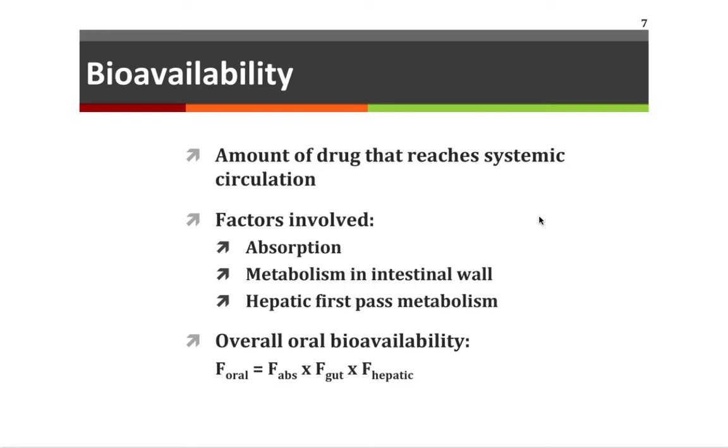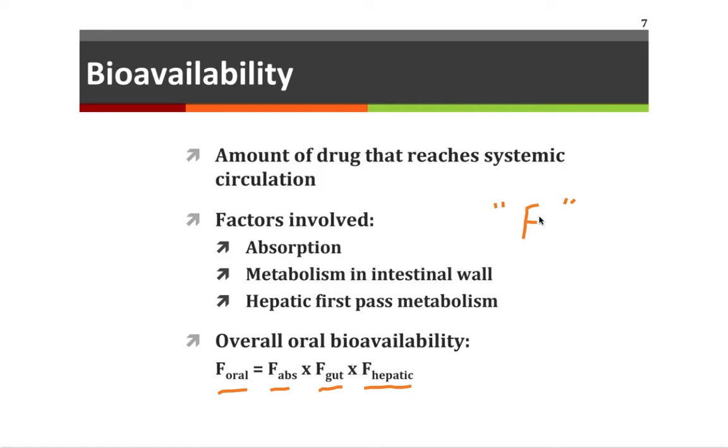The factors involved as far as bioavailability is concerned: absorption, metabolism in the intestinal wall, hepatic first pass metabolism, all of this can have an impact on bioavailability, and the overall oral bioavailability of a drug can be calculated using this equation: F oral is equal to F sub absorption times F sub gut times F sub hepatic. Each of those F, in fact, the uppercase F is a symbol that is used to represent bioavailability. As far as the definition is concerned, bioavailability represents the rate and extent of absorption of drug. And in mathematical terms, it represents the fraction of the administered dose that eventually reaches systemic circulation.